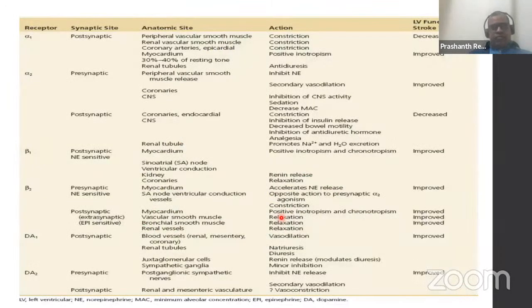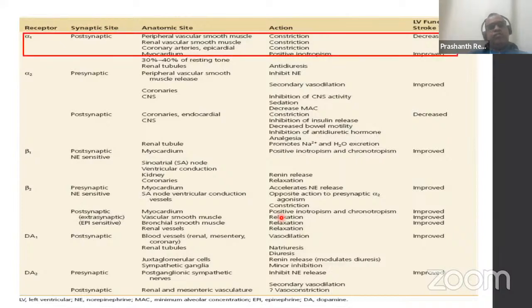Then these are all the receptors which we have discussed. Coming one by one, alpha 1, as I said, are usually postsynaptic receptors. The important thing to be remembered is they are mostly found on the vascular smooth muscles, and whenever alpha 1 receptors are stimulated, they lead to constriction of the vessels. That is the thing to be remembered.